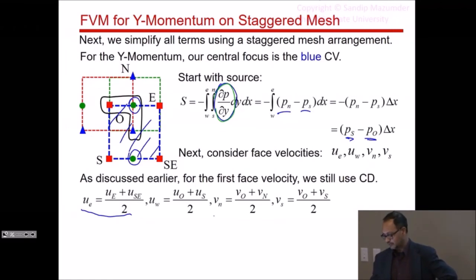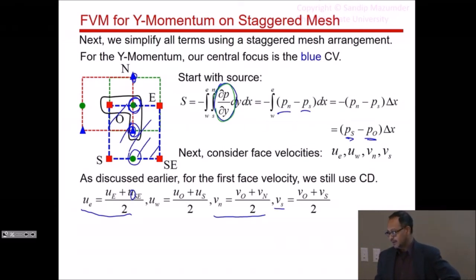So I'll talk about V north and V south first. What I need is V velocity there, and it is easily available by averaging these two guys. Similarly, V velocity at the southern face is easily available by averaging this and the next triangle here.